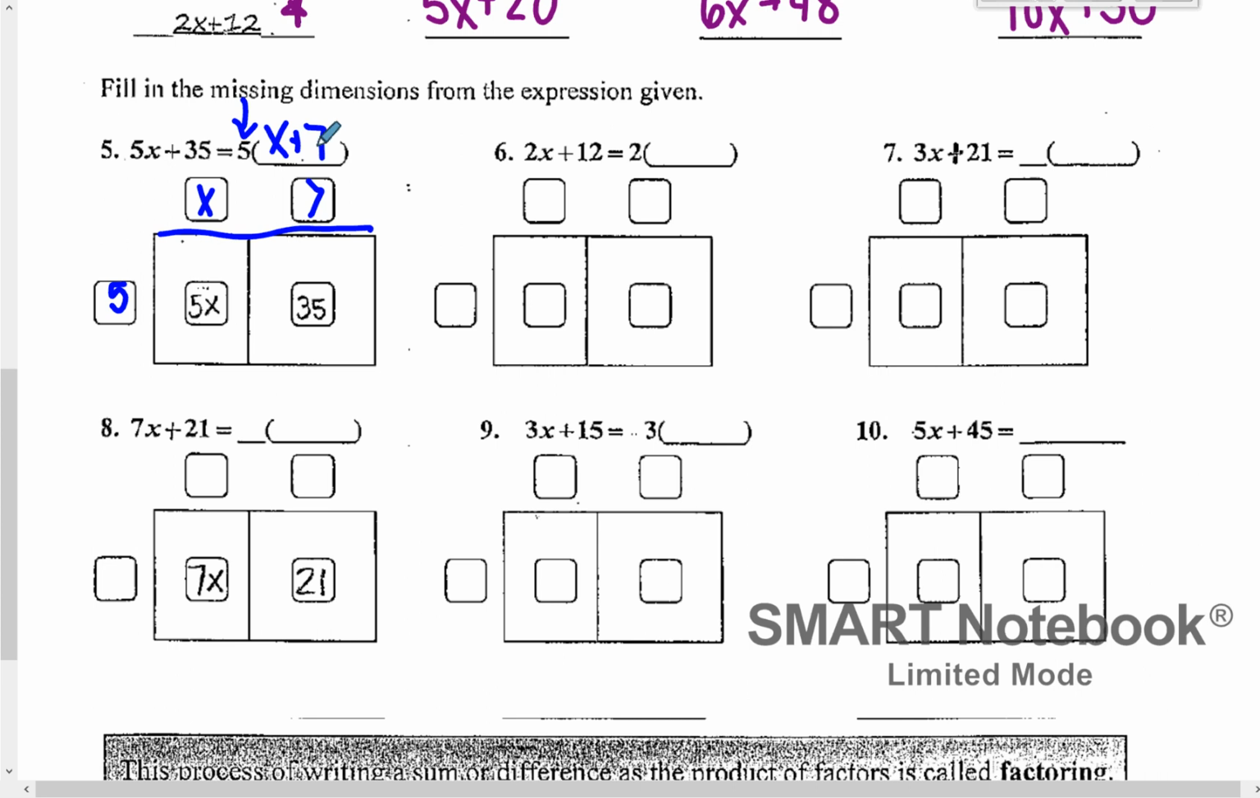All right, let's try 2x plus 12. We put our 2x and 12 inside our boxes. It tells us that 2 is going to be on a length or width all by itself. This one has 2 boxes. This one only has 1. So we put our 2 in there. We say 2 times what gives us 2x? Well, 2 times x gives us 2x. Then we say 2 times what gives us 12? Or we can use our fact families and say 12 divided by 2 is 6. Here we are going to write 2 times the length, x plus 6.